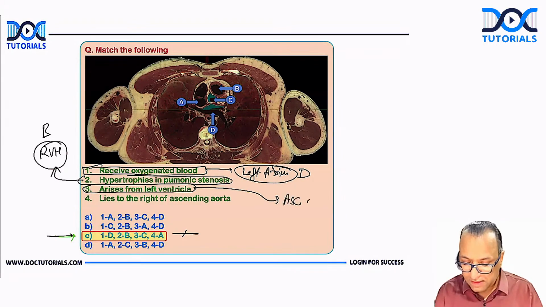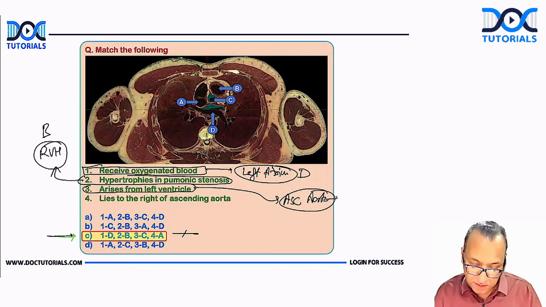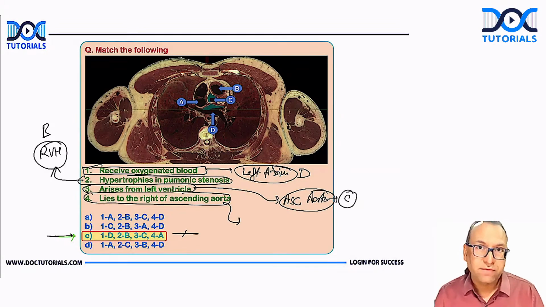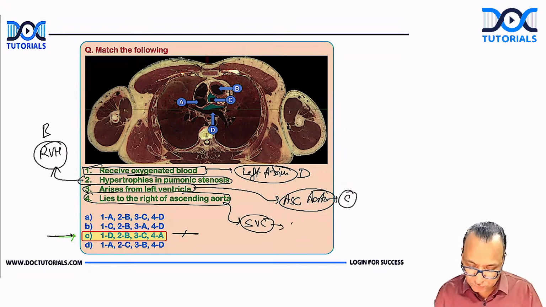Ascending aorta. That is ascending aorta. So ascending aorta, what is the marker? C, marker C. And what lies to the right side of ascending aorta? To the right side of ascending aorta, it is superior vena cava, no doubt. It is choice number A.